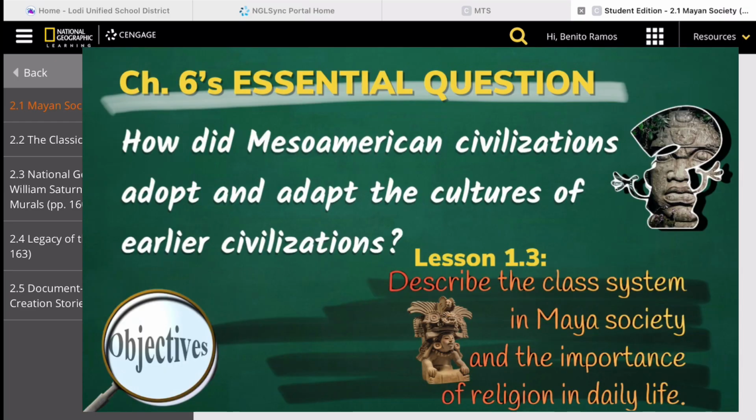We need to be guided by the essential question for this chapter so that we can focus on what we need to learn. So the essential question for Chapter 6 is, how did Mesoamerican civilizations adopt and adapt the culture of earlier civilizations? And the objective of this lesson is to describe the class system in Maya society and the importance of religion in daily life. But before we dive into the lesson, let's take a look at this video resource from the National Geographic channel.